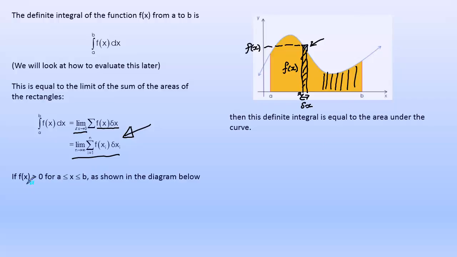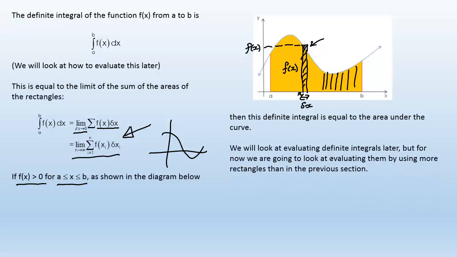Now I've specified here that f of x is above the axis in between a and b, because it's more complicated with curves that dip below, like so, and we'll see that as we go through examples and look at further work on this. We will look at evaluating definite integrals later, but for now, in order to grow our understanding of what's going on with this, we're going to look at evaluating them using more rectangles than in the introductory examples that came before this lesson.